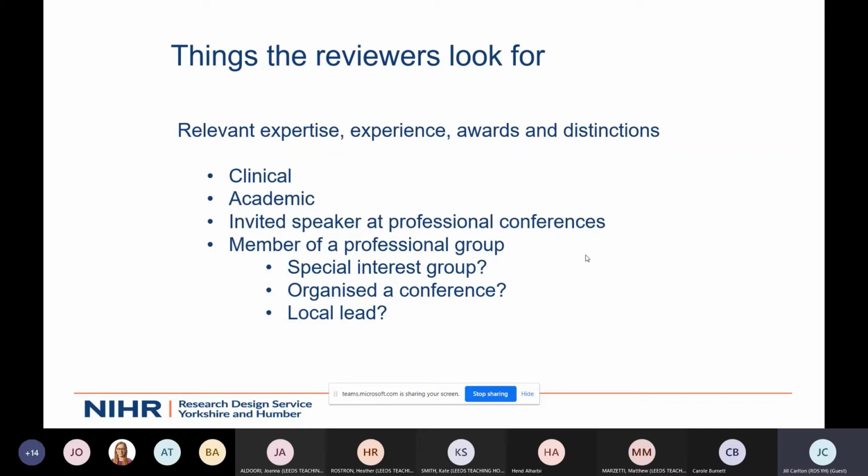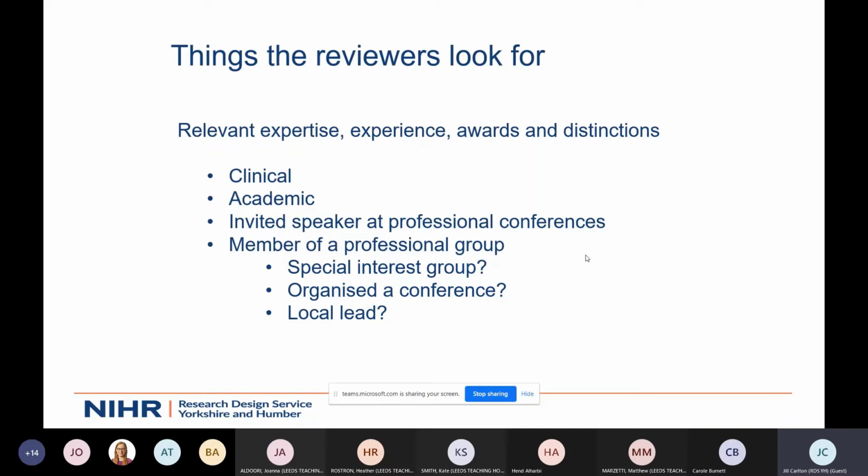Obviously, it's important to identify and point out all your areas of expertise and any awards and distinctions that you might have. And really, you've got to think very carefully about every component here. And the reviewers aren't likely to be specialists within either your clinical or academic area. So don't be shy. This is not a time to be shy. Put forward everything that you can think of.